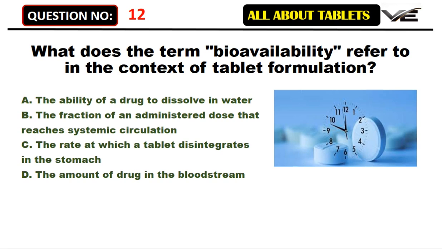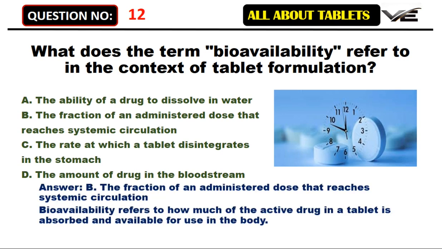What does the term bioavailability refer to in the context of tablet formulation? A. The ability of a drug to dissolve in water. B. The fraction of an administered dose that reaches systemic circulation. C. The rate at which a tablet disintegrates in the stomach. D. The amount of drug in the bloodstream. Answer. B. The fraction of an administered dose that reaches systemic circulation. Bioavailability refers to how much of the active drug in a tablet is absorbed and available for use in the body.